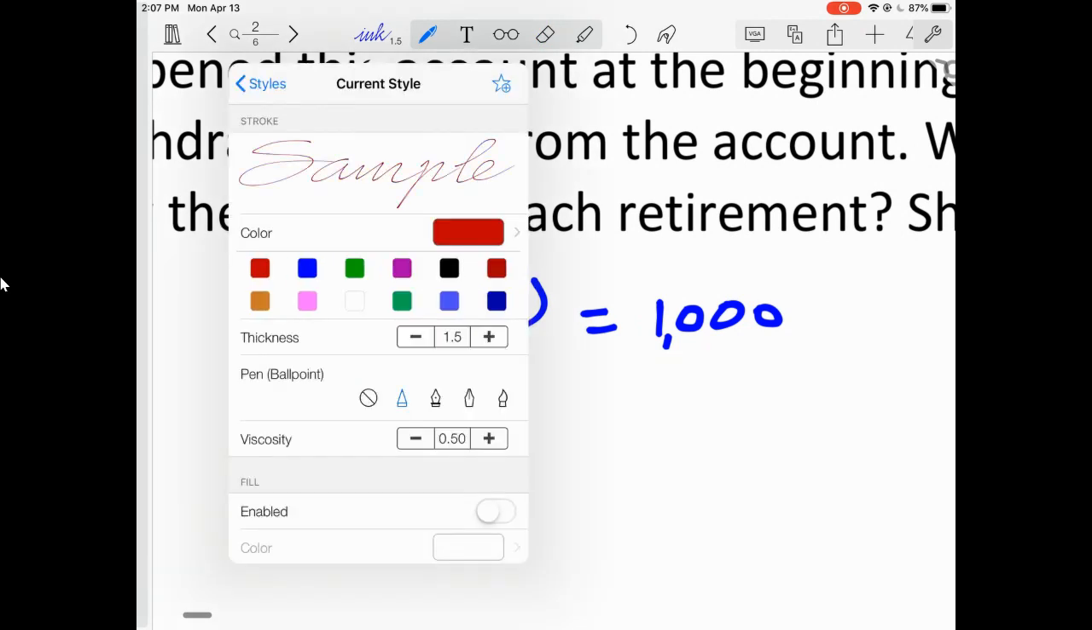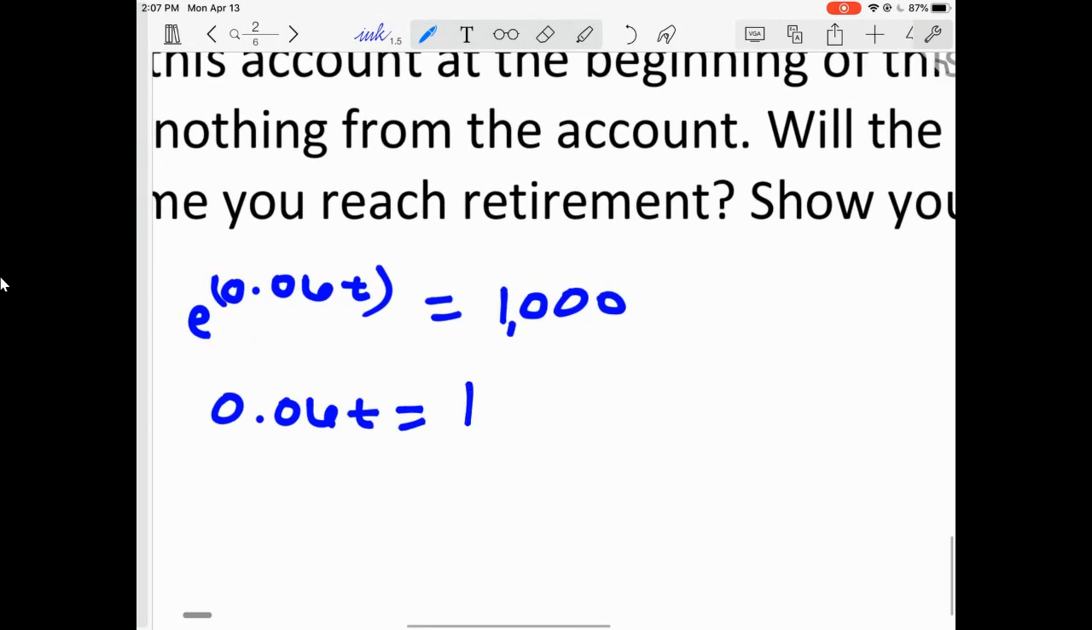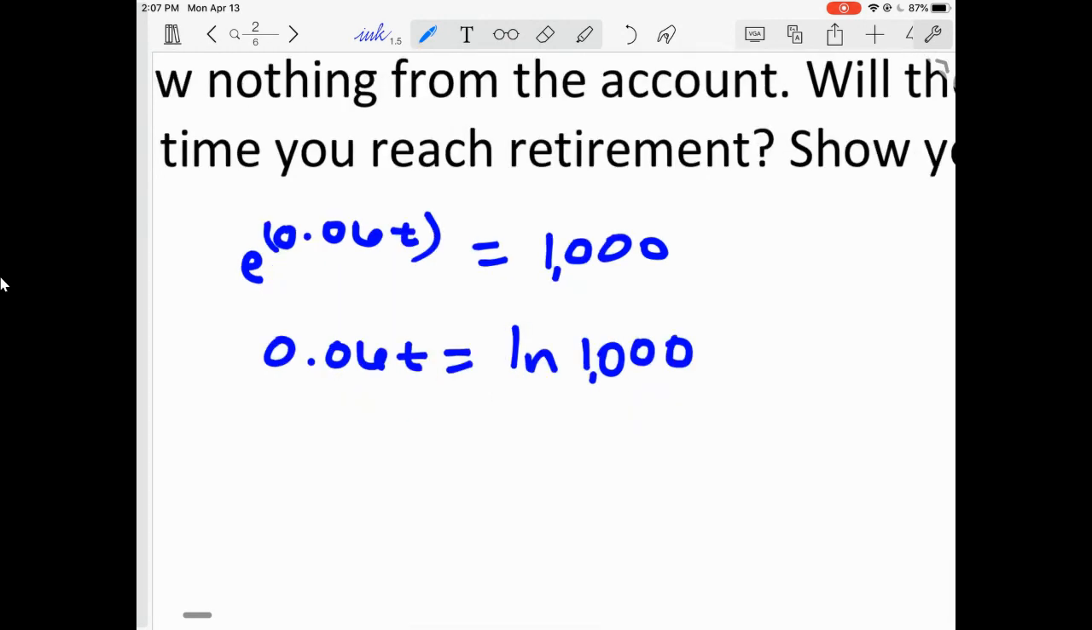All right, so same thing. 1 times anything is just itself, so we don't really need the 1 times. Let's write this as a logarithm. 0.06 t equals base e, so the natural logarithm of 1,000. Divide both sides by 0.06 and we'd have natural logarithm of 1,000 over 0.06.